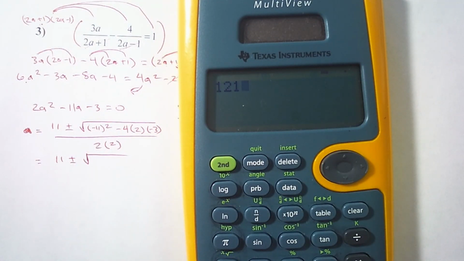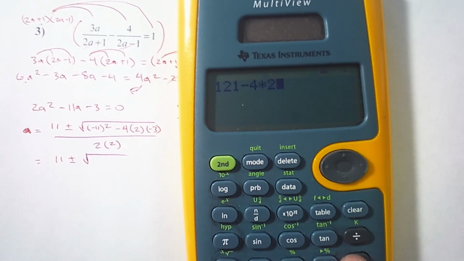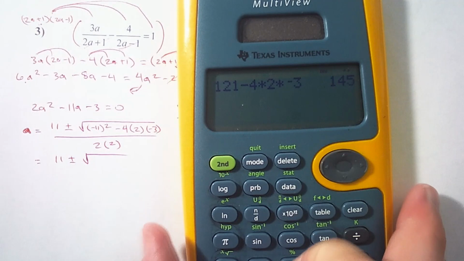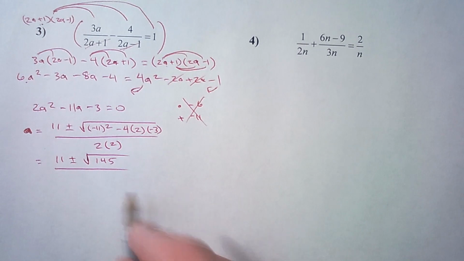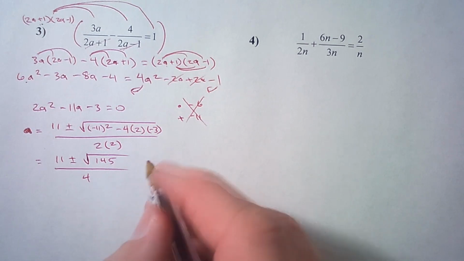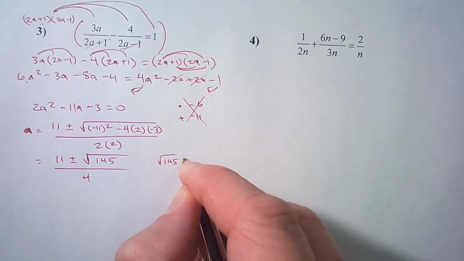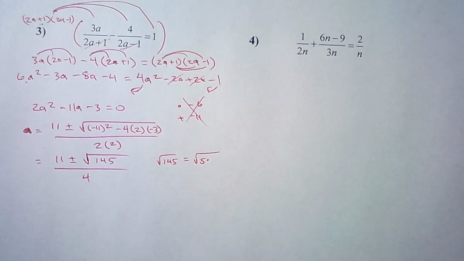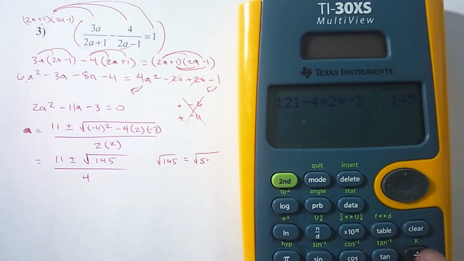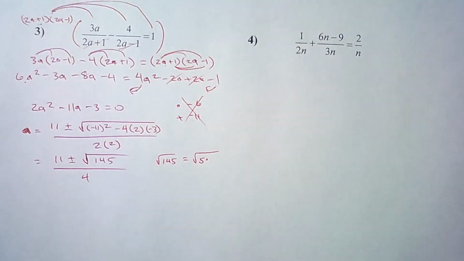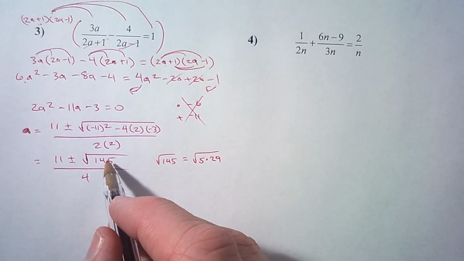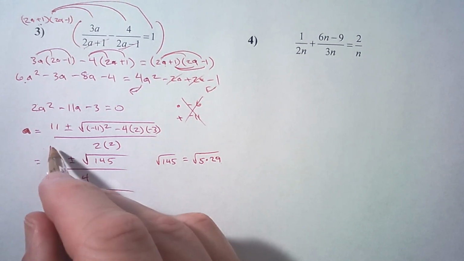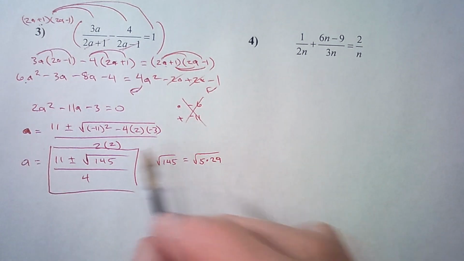Negative 11 squared is 121. Minus 4 times 2 times negative 3 is 145. Okay, and that's all over 4. Okay, so let's see if we can simplify this 145. So the square root of 145 is the same as the square root of 5 times, so let's see, divided by 5, and I get 29. And those are two prime numbers, so it looks like the square root of 145 cannot be simplified. So this is my final answer for a.